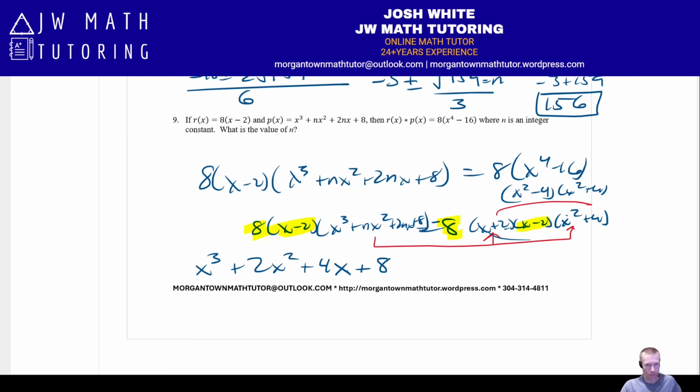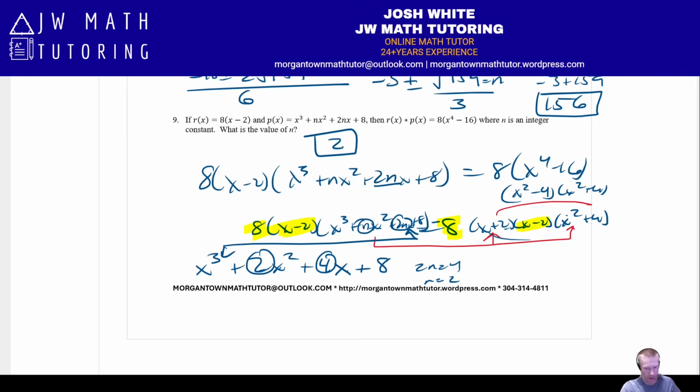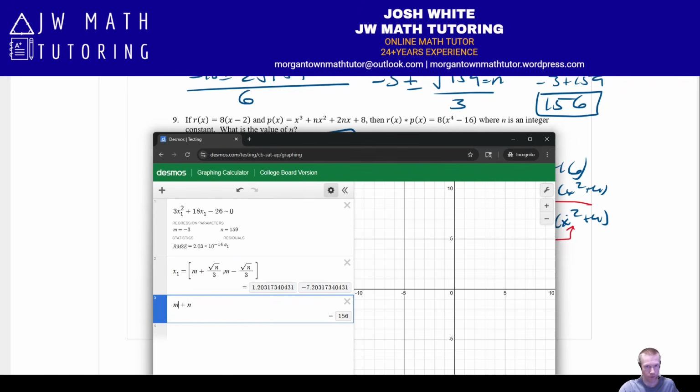Now match up this to this parenthesis right here. 2x squared and nx squared, so n has to equal 2. Same thing, 2nx right here: the 2n must equal 4. Well, 2n equals 4, so n equals 2. So the correct answer is just positive 2. But now let's see how you could do this entirely in Desmos.